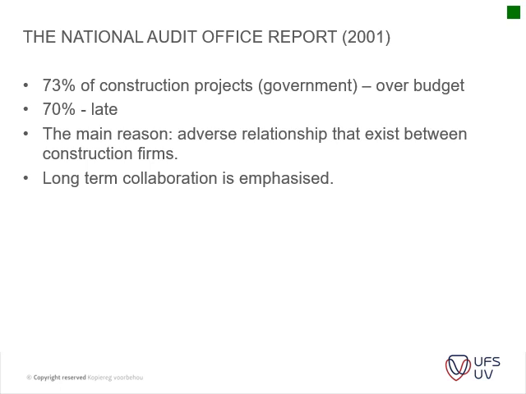Okay, then the National Audit Report. Okay, then this is just very interesting to see. 73% of construction projects of government were over budget. 70% was late. The main reason, adverse relationships that exist between the construction firms. Long-term collaboration was emphasized after this report. So this is from the UK. I think this third point is less applicable in the construction industry, but these percentages I think are fairly close to what we've got in South Africa.